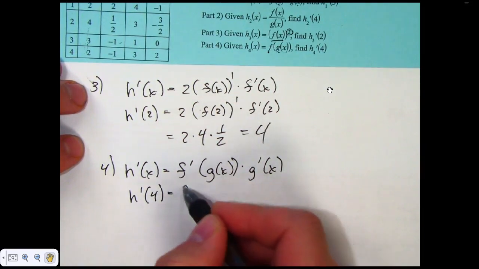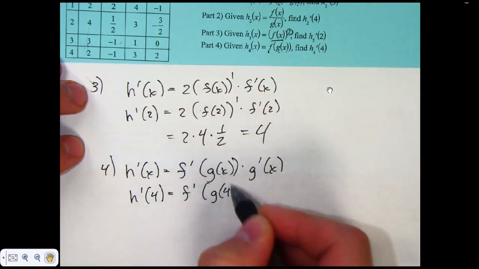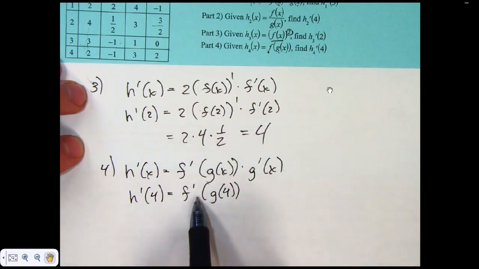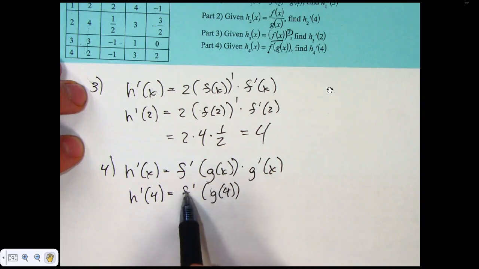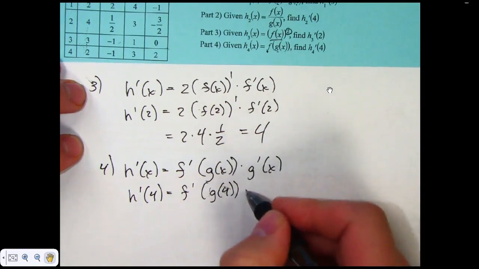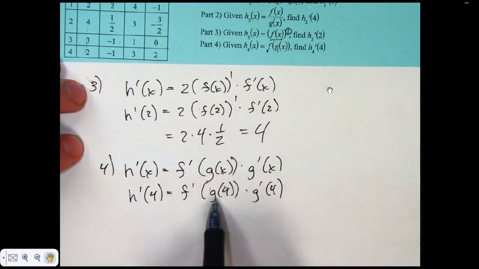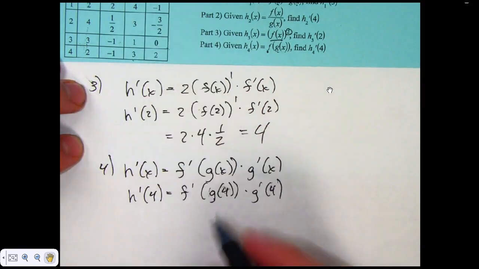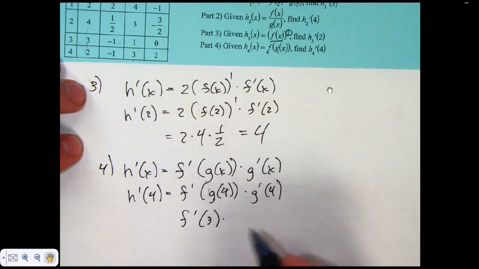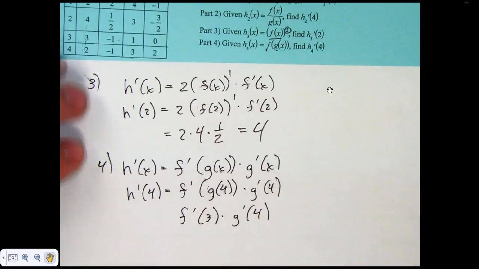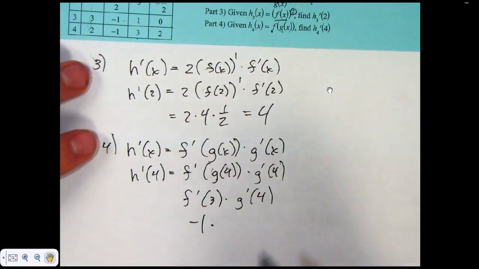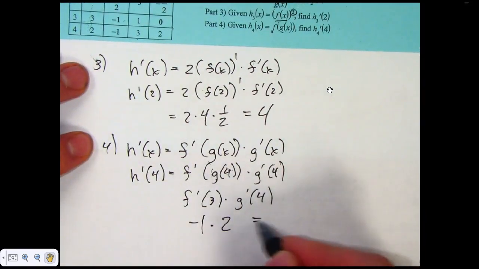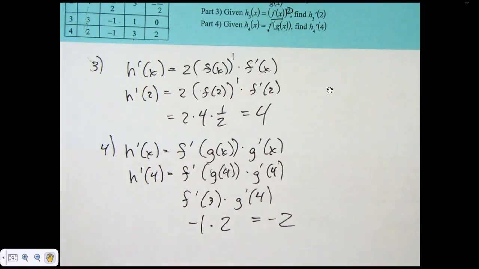So h prime of 4 is f prime of g of 4. Now that's not a multiplication because there's no x here. We're going to find g of 4, get that number, and then do f prime of that number, and then times g prime of 4. So g of 4 is 3. So this becomes f prime of 3 times g prime of 4. And then f prime of 3 is negative 1. g prime of 4 is 2. And if I multiply those two together, I get negative 2.